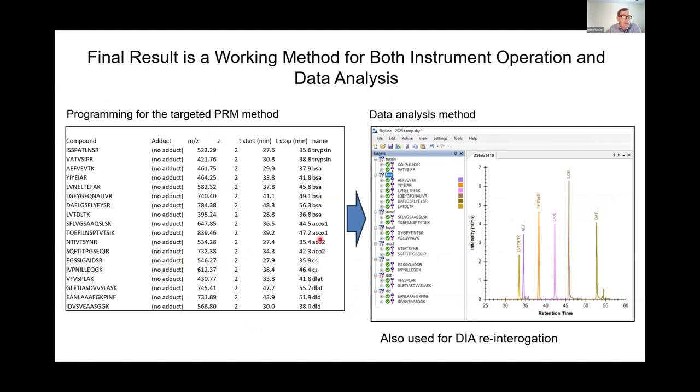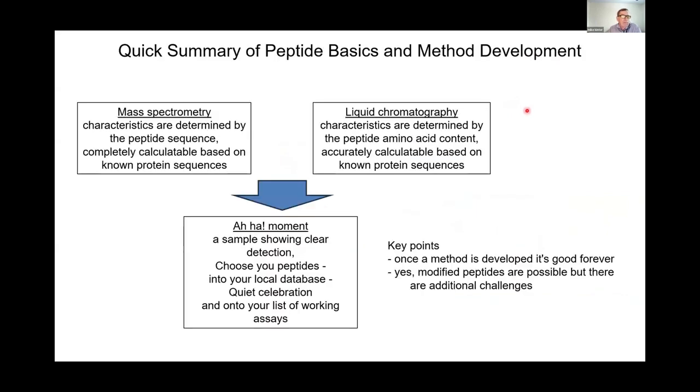The programming for the mass spectrometer of what peptides to detect, what mass to charge ratio to fragment, the window in which they elute. And then this also gets crunched over into our data analysis method, and we use Skyline to do that. And so, I'm going to show lots of chromatograms. And so, it's a combination of the mass spectrometry, the liquid chromatography, and then this aha moment of seeing in a sample where we have nice clear detection.